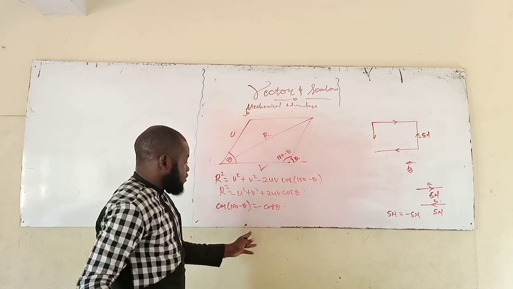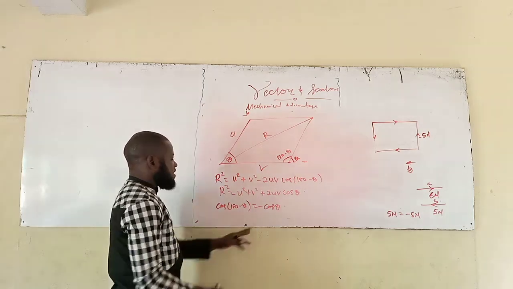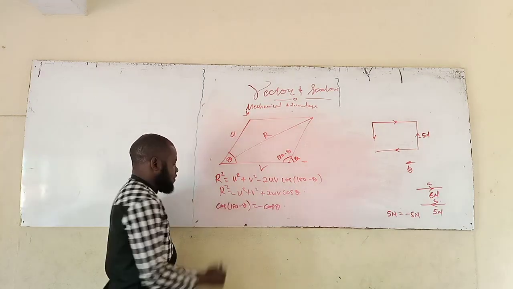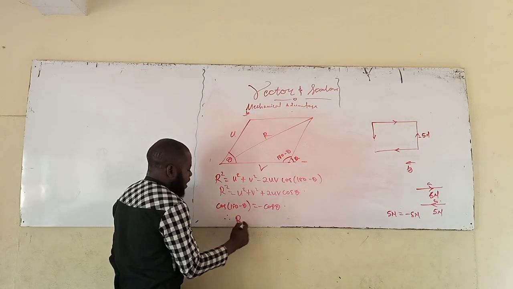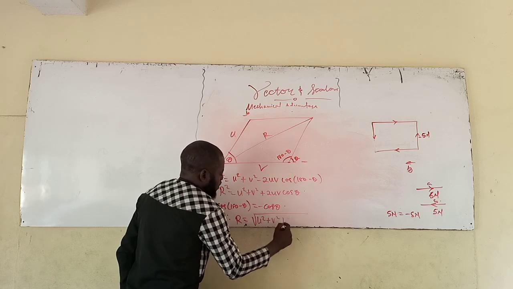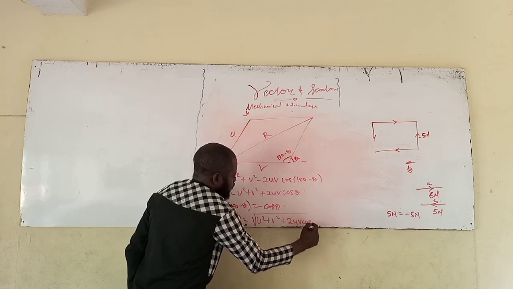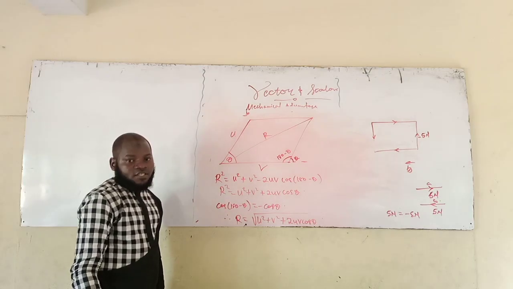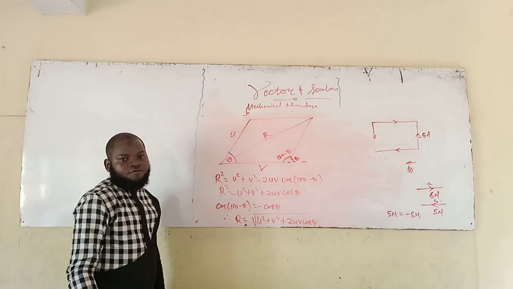Am I making sense? And do you get this right now? So if you put the negative here, negative times negative will become positive. So that's that. So r now becomes the square root of u squared plus v squared plus 2uv cos of theta. And that will give you the resultant of the two vectors.